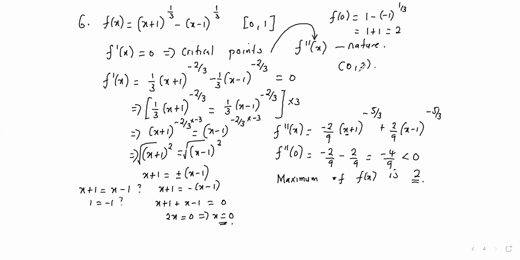So that was question 6. So we can do question 7 as well. We have 9 minutes, so we can do question 7. Question 7. So we are given f of x is equal to x to the power 2 over 3, times (5 over 2 minus x).